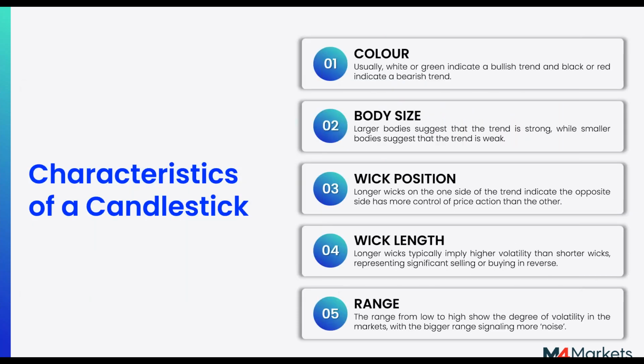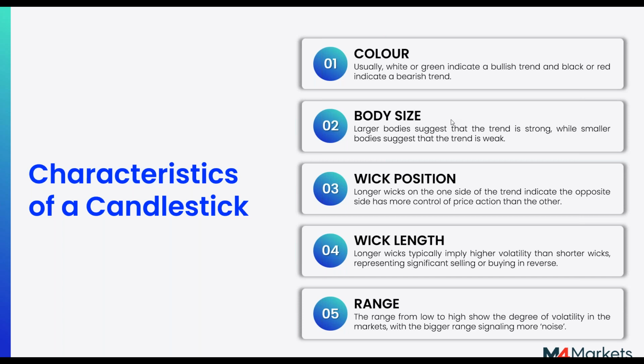Now, there are 5 very important characteristics of a candlestick that we need to know and understand. When you look at a candlestick pattern, you need to straight away identify these 5 different things. The most obvious is the color. As we said before, green is bullish, black or red is bearish. The body size is the distance, as I said before, between the open and the close. That is called the body.